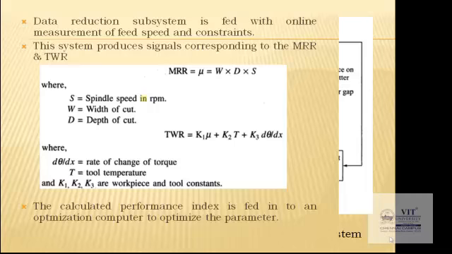Okay, because it is revolving at a particular speed, the workpiece is stationary, the tool is rotating. So the rate of change of torque at the tool tip is calculated based on the measurement, based on the value obtained through the sensor. So based on this, tool wear rate is found out. Okay, so these two parameters, MRR and TWR, are required to measure the performance index. So based on this PI value, the optimized values are sent back to the controller.